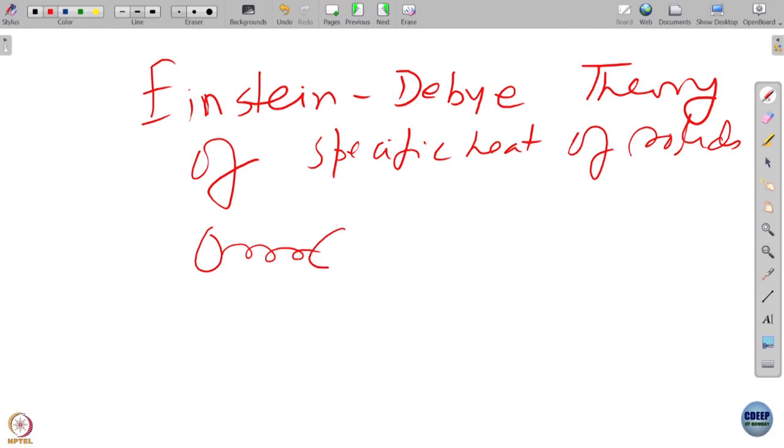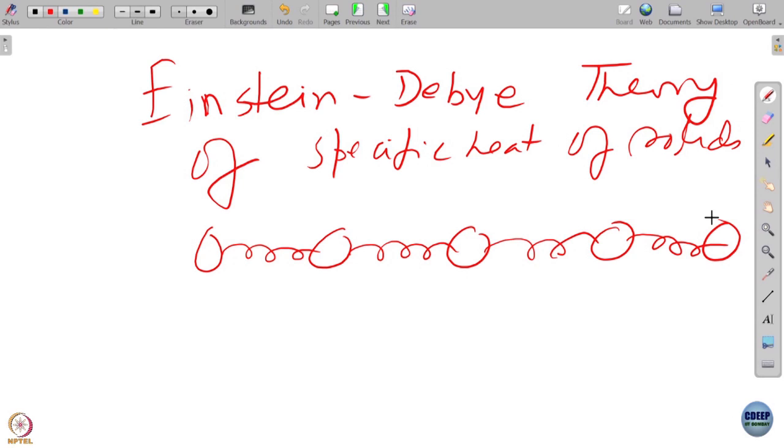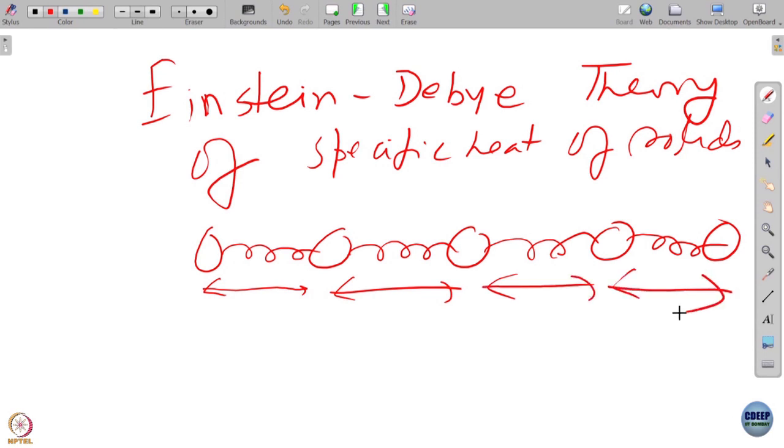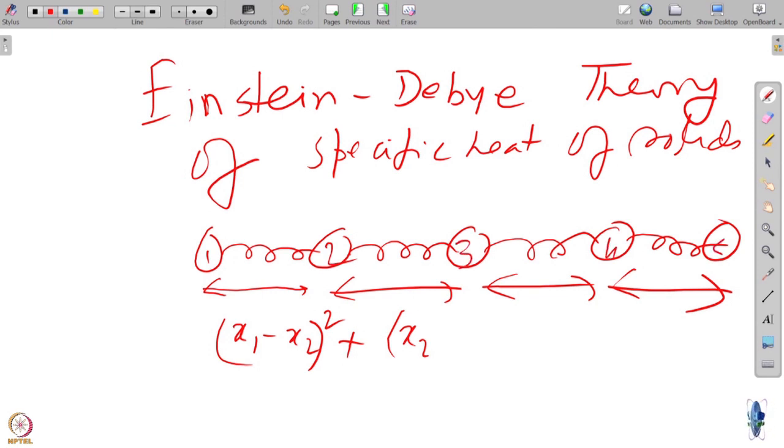So when I consider a one dimensional model, as in Kittel or Ashcroft-Mermin, we have this linear chain. Then the Hamiltonian is a vibration, this vibration, this vibration, n number of vibrations, let us say. Now, these modes are in terms of the atomic positions: x1 minus x2 squared plus x2 minus x3 squared, and so on.